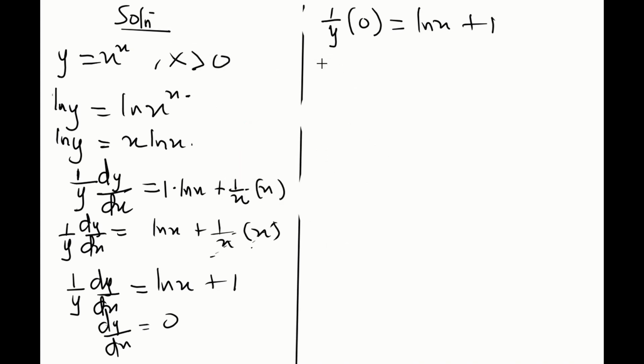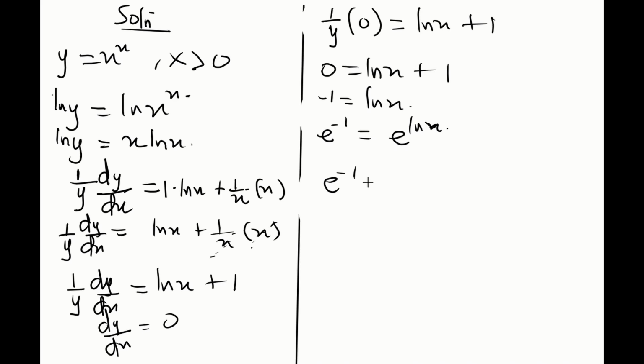Having that, we now get 0 is equal to ln x plus 1. Now we have to make x the subject. How can we make x the subject? Over here, I'm going to get minus 1 is equal to ln x. We can take the exponential of both sides, where I take e to the power minus 1, which is equal to e to the power ln of x.